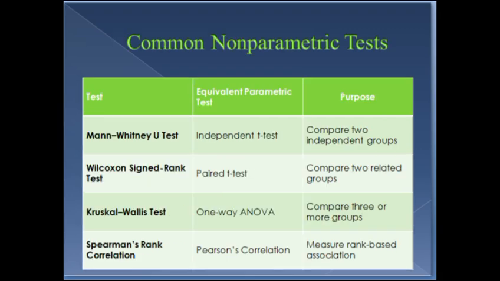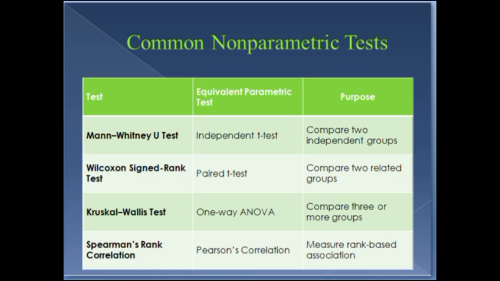Non-parametric tests are alternatives to parametric tests. They use rank instead of raw data, making them suitable for ordinal or non-normal data sets. These are common non-parametric tests. Let's understand. Mann-Whitney U test, equivalent to the independent t-test. Purpose: compare two independent groups.